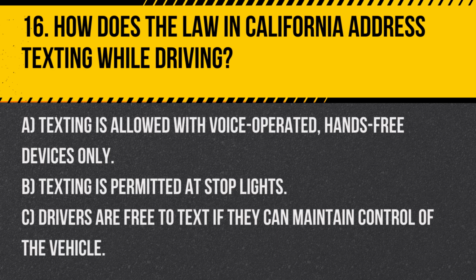Question 16. How does the law in California address texting while driving? A. Texting is allowed with voice-operated, hands-free devices only. B. Texting is permitted at stoplights. C. Drivers are free to text if they can maintain control of the vehicle. Answer: A. Texting is allowed with voice-operated, hands-free devices only. This law aims to reduce distractions and increase road safety.